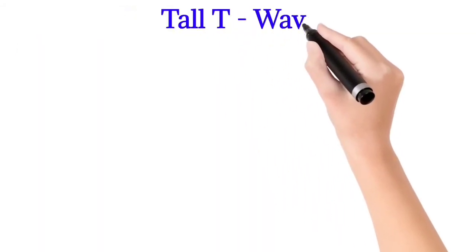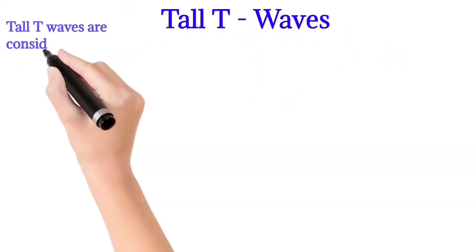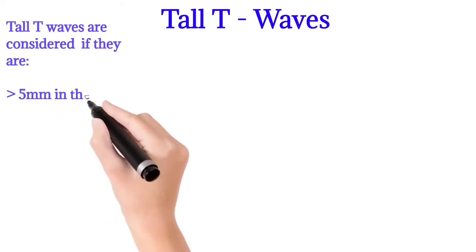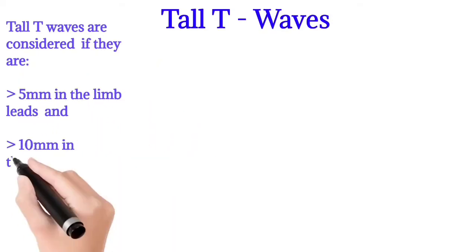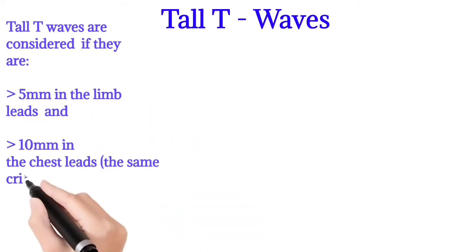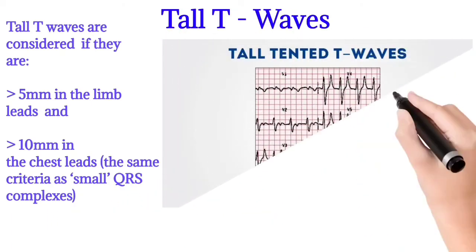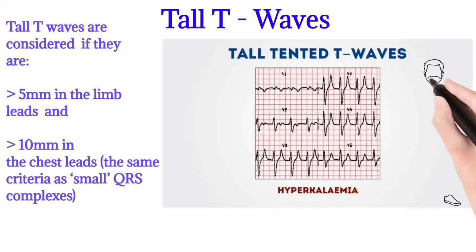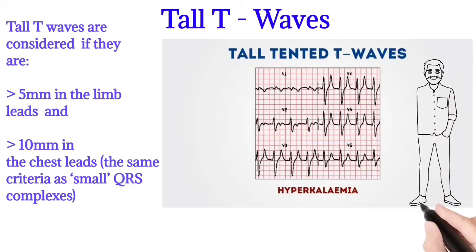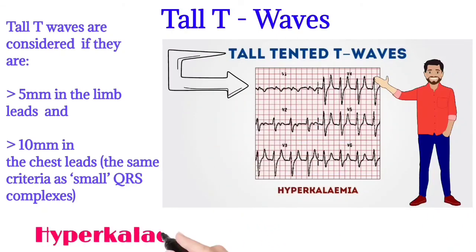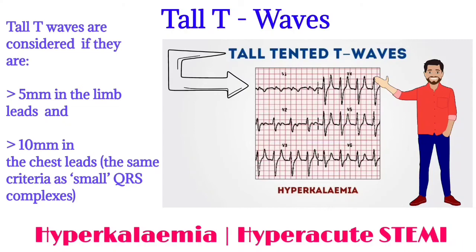T waves. T waves are considered tall if they are greater than 5 mm in the limb leads and greater than 10 mm in the chest leads, the same criteria as small QRS complexes. Tall T waves can be associated with hyperkalemia, tall tented T waves, and hyperacute ST elevated myocardial infarction.